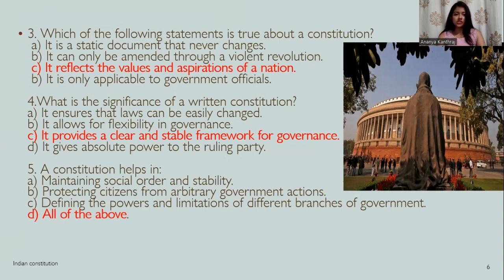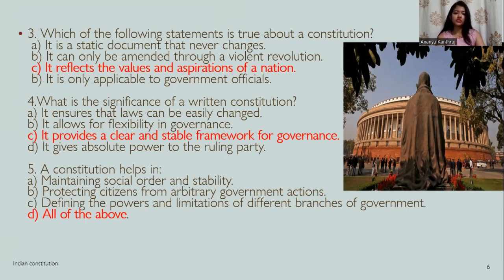Let's move on to the fourth question. It says, what is the significance of a written constitution? Option A, it ensures that laws can be easily changed. Option B, it allows for flexibility in governance. Option C, it provides a clear and stable framework for governance. Option D, it gives absolute power to the ruling party. So the right option is option C, it provides a clear and stable framework for governance.